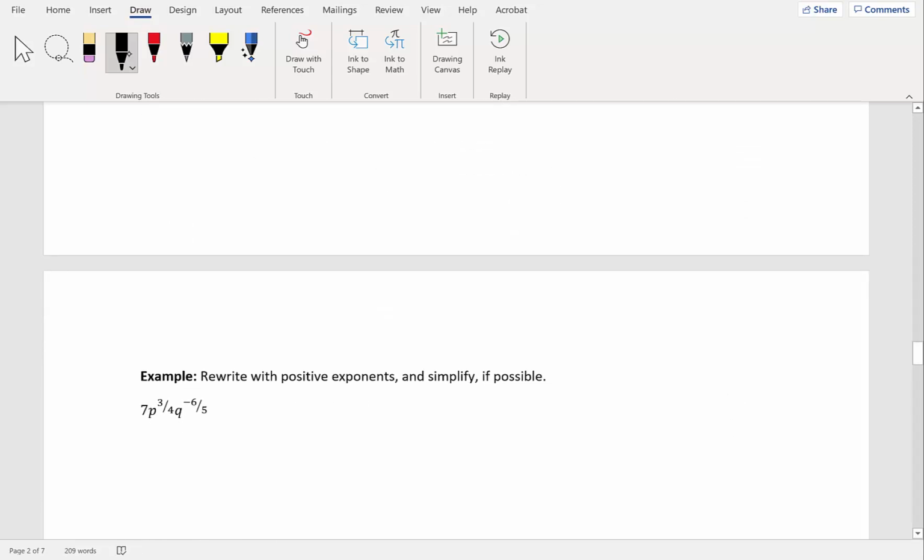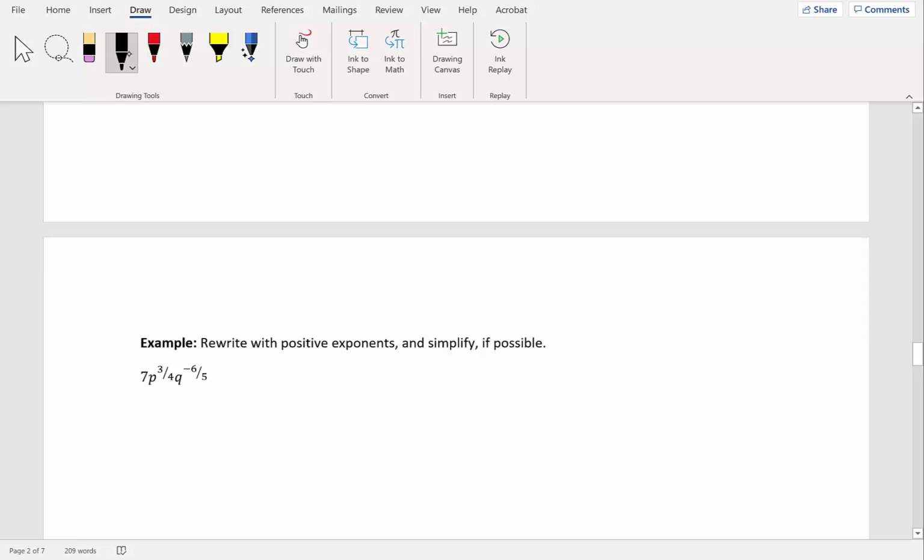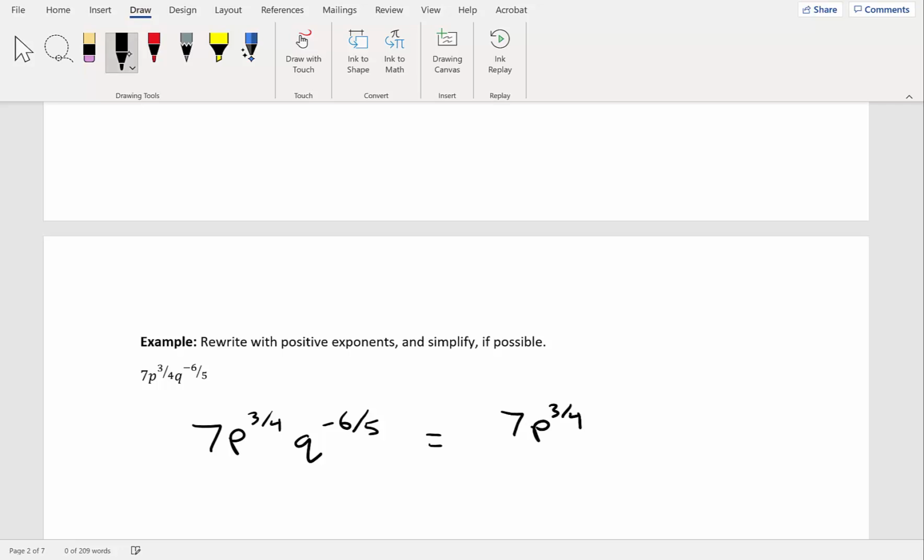Let's take a look at another problem. Rewrite with positive exponents and simplify if possible. So we have 7p raised to the 3/4 times q raised to the negative 6 over 5. Now the only part that's being raised to a negative exponent is the q. So this is the only part that we have to take the reciprocal of. So we have 7p to the 3/4 times, let me write it this way first, 1 over q raised to the 6 over 5.